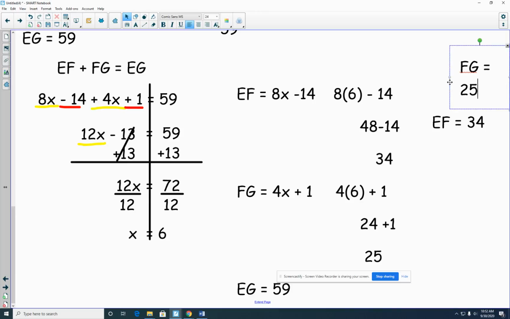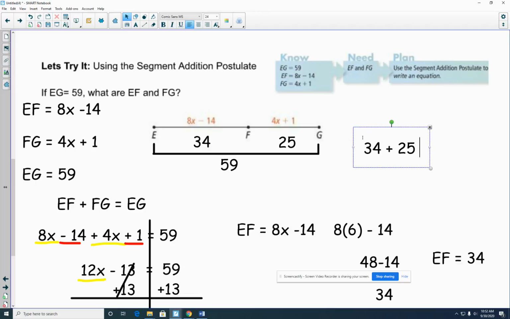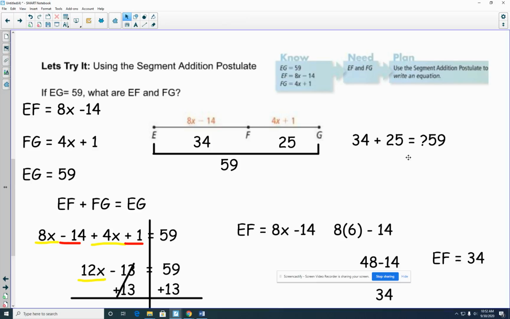Now, what I like the most about the segment addition postulate is, let's see if this makes sense. I'm going to take these values and go up here and put in 34, 25. So if I do 34 plus 25, what do I get? Well, 34 plus 25 should be 59. So let's see, and I do. I get 59. So I know that this works, right? And my answer is correct.